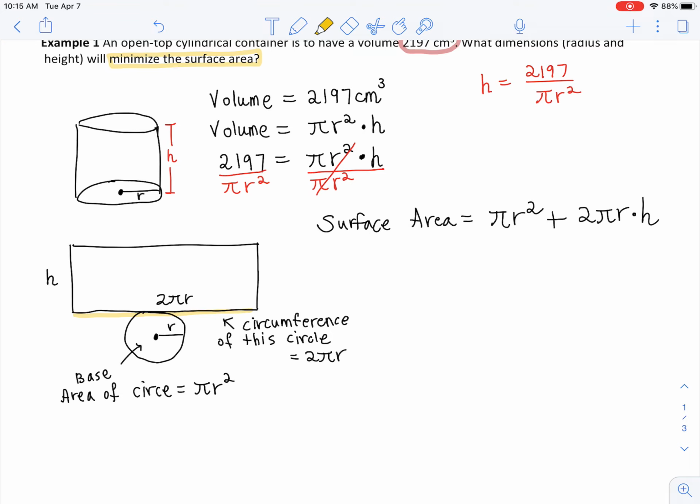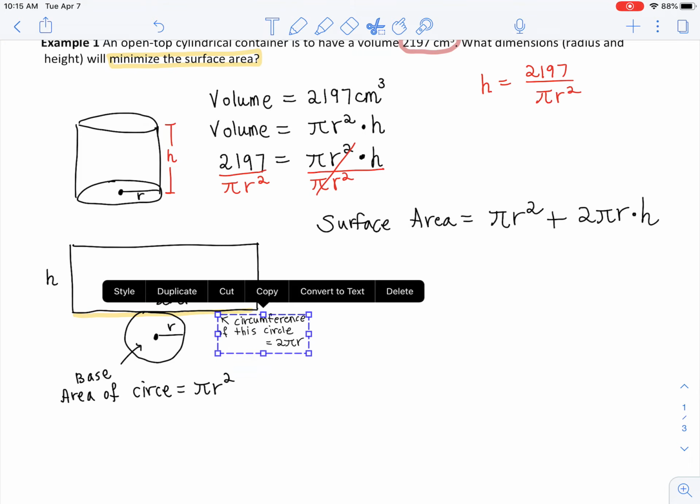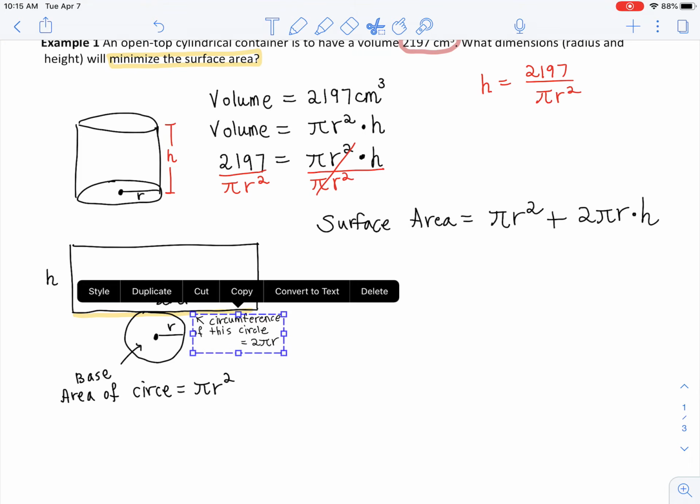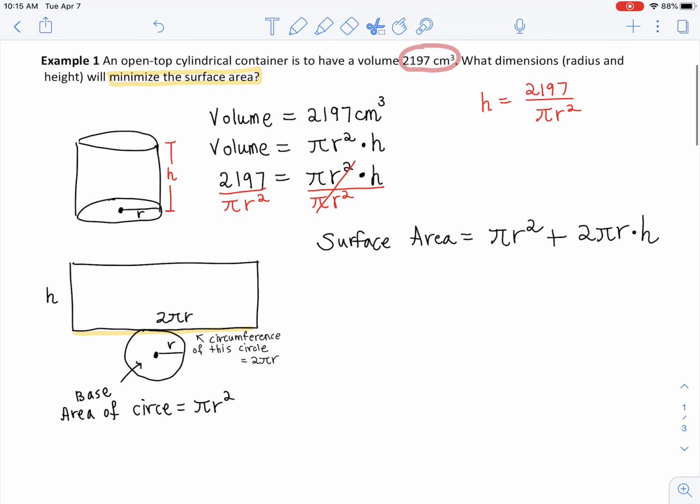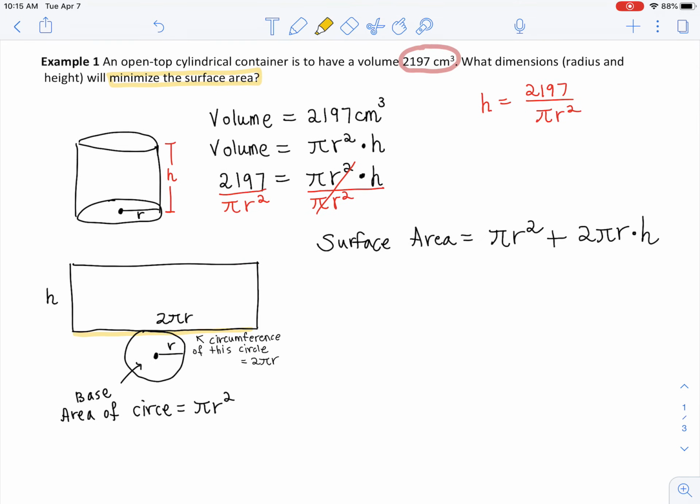Say that if I ask you to try a problem on your exam where this container is not open top, like closed top, you have a circle on top of it, then what's the only difference? You're just going to have to stick in 2 in front of it, right? Because you're going to have 2 circles instead of just 1 circle. But for our problem that we're going over right now, it's an open top. So this is a perfect surface area formula.